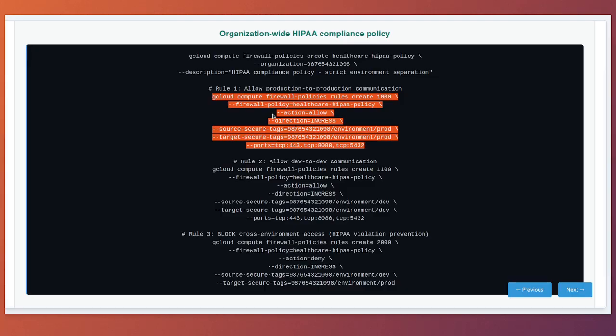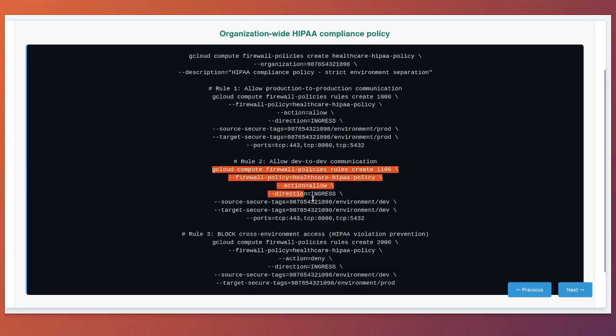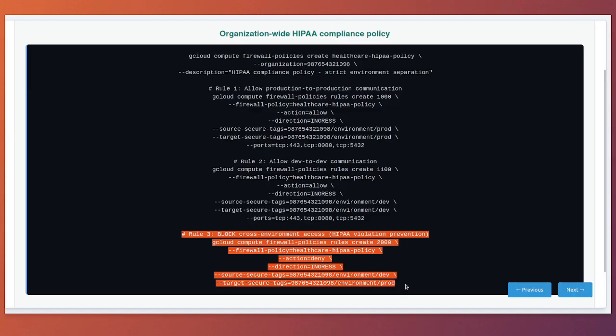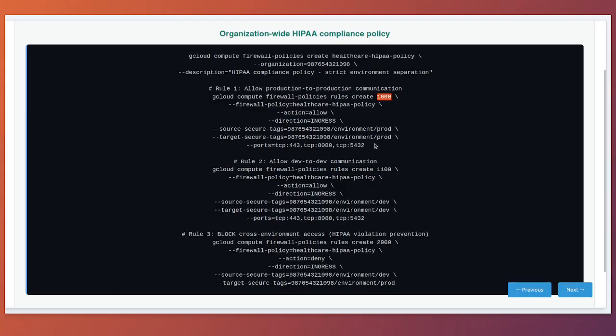The three rules work together to create perfect environment separation. Production systems can talk to production systems, development systems can talk to development systems, but there's absolutely no cross-environment communication. Rule 1000 allows communication between resources that both have the environment equals prod tag. This enables the patient portal web app to talk to the production database, for example. Rule 1100 allows communication between resources that both have the environment equals dev tag. This enables development testing with synthetic data.